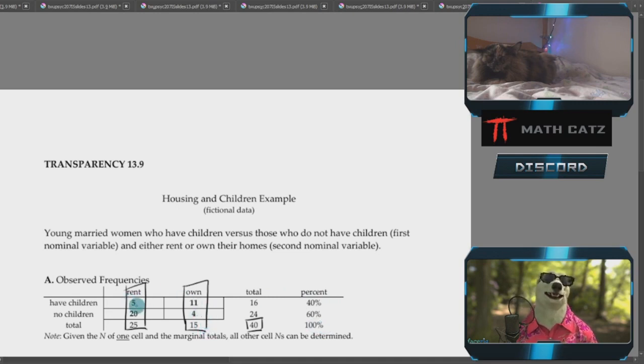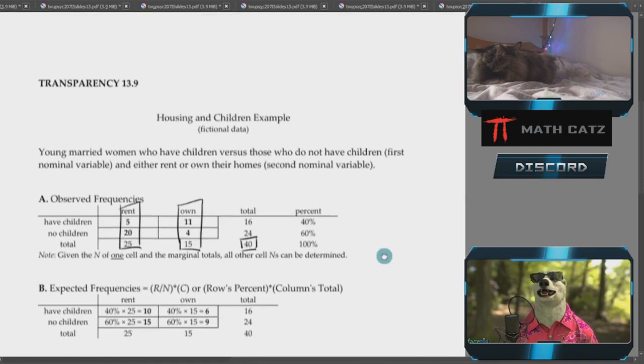But if these numbers in each column are very different, that could give us evidence that renting has some effect on having children, yes or no. Owning your home has some effect on having children, yes or no. We don't know what the effect is, but we're trying to see if the evidence suggests that these variables are not independent. Okay, so that is the idea here.